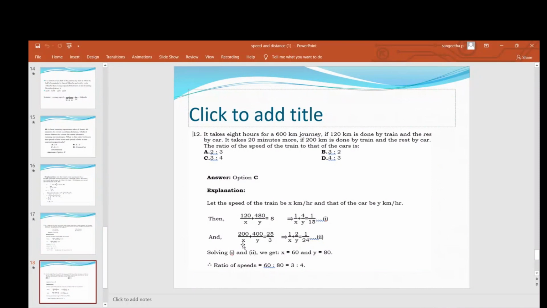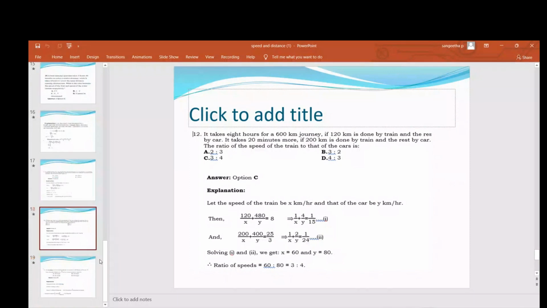So the ratio of the speeds means you have to compare these two speeds. 60 is to 80, solving again, 3 is to 4. So the answer is option C. Now for the next problem, problem number 13.